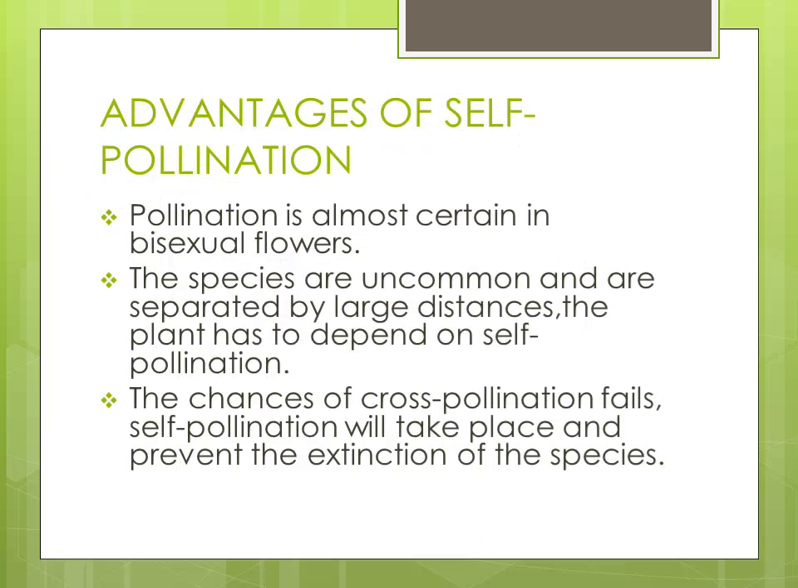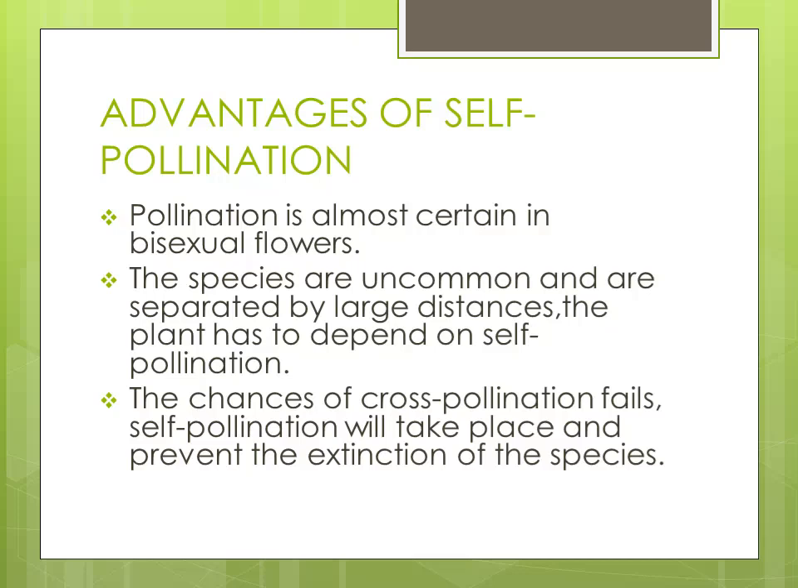Now, advantages of self-pollination. What is self-pollination? The pollination occurs within the flower, in the same plant. So that is called self-pollination. Already you have seen this in the previous classes. Now what are the advantages carried over by self-pollination? It occurs in bisexual flowers only. Bisexual means both the sexes are present in the same flower.